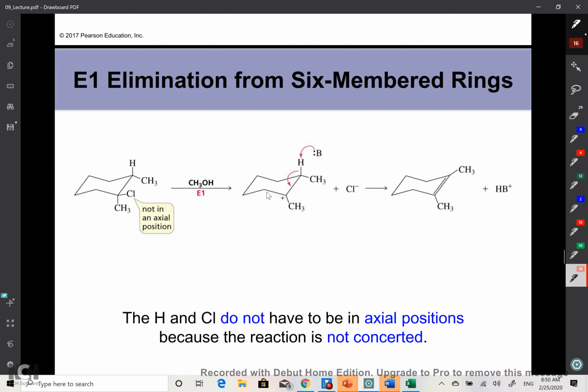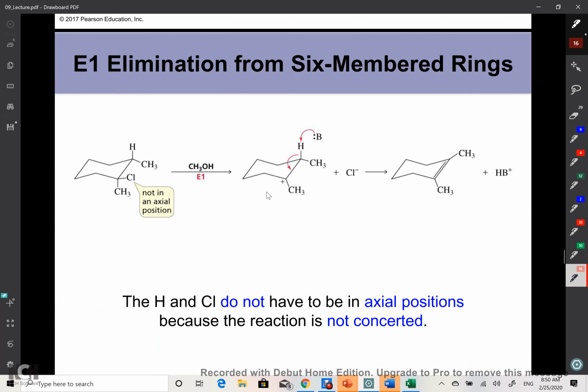And so E1 on the 6-member ring, the guy doesn't matter. He doesn't care. E1 doesn't care whether you are axial or not. And the reason is simple. Because it goes through a carbocation. So long as you can leave, that's fine. If he has to go through an E1, okay? For an E1 mechanism, it doesn't matter whether both of them are axial or whatsoever. Once the leaving group is there and then it leaves, then things can happen.